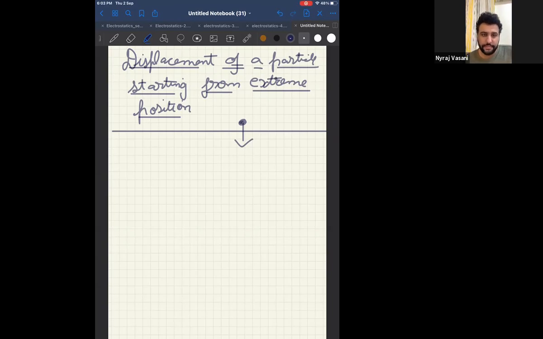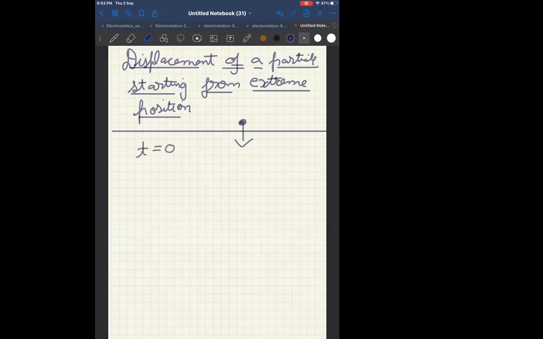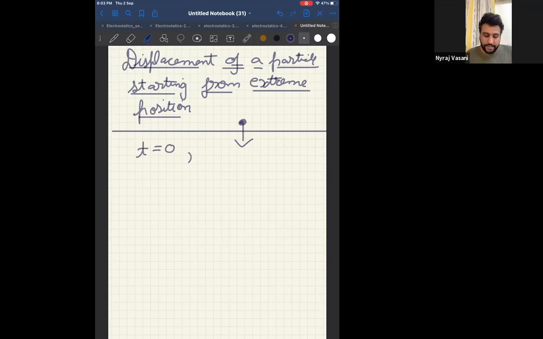Anyone got the answer? Now stop writing. Let me show you the answer, and after that you copy. Now I know that since it is starting, t will anyway have to be equal to 0. And since it is starting from extreme position, can I say x will be equal to plus or minus A?